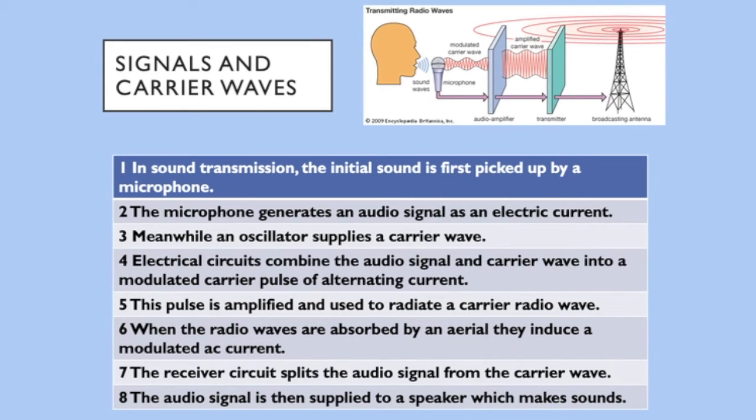When the radio waves are absorbed by an aerial, they induce a modulated alternating current. The receiver circuit splits the audio signal from the carrier wave. The audio signal is then supplied to a speaker, which makes sounds.